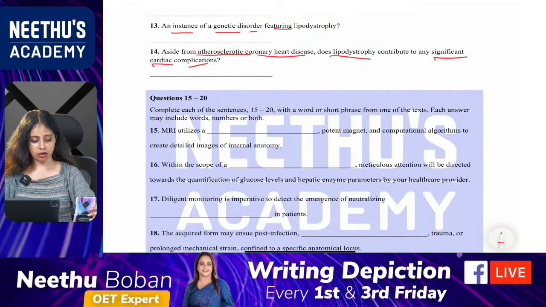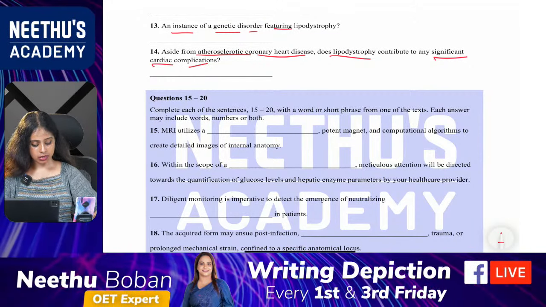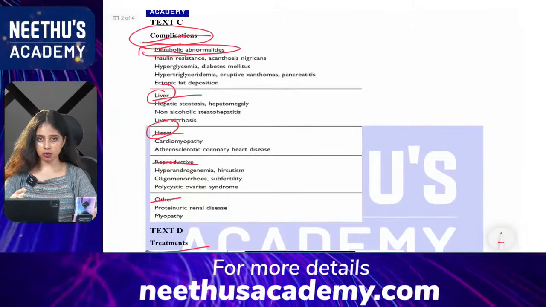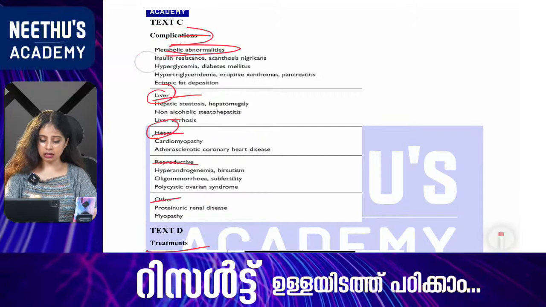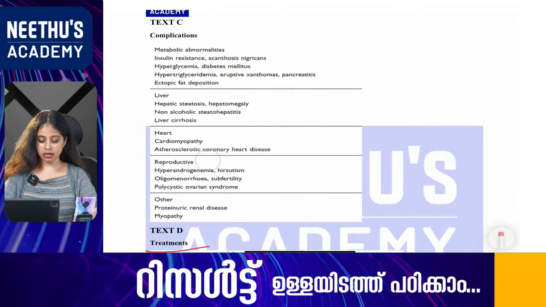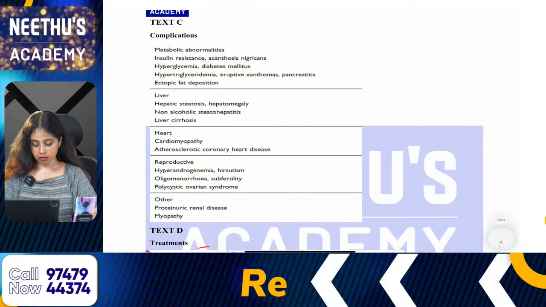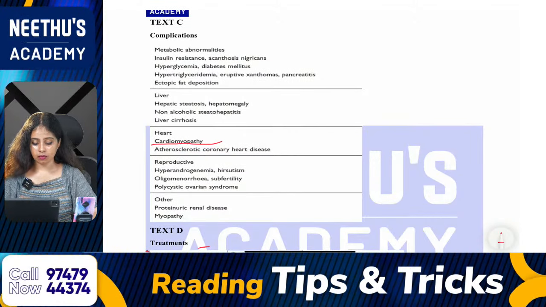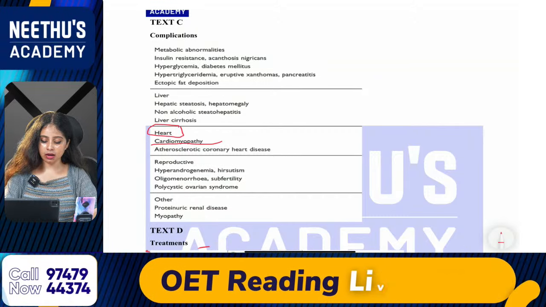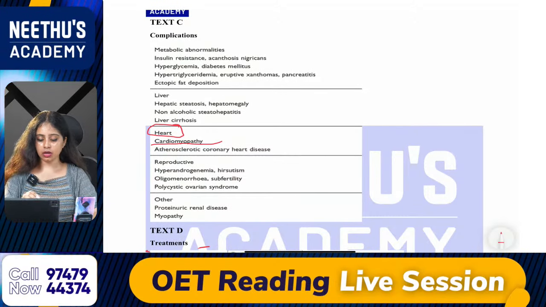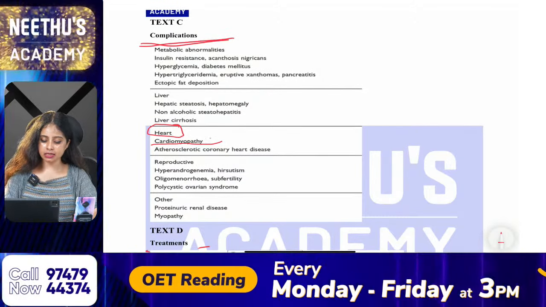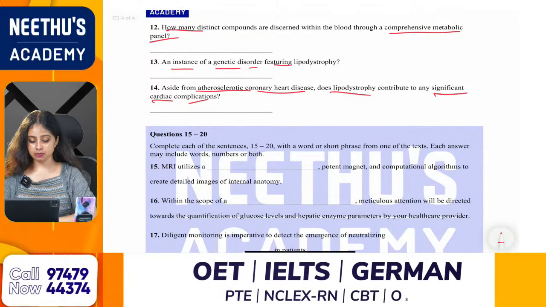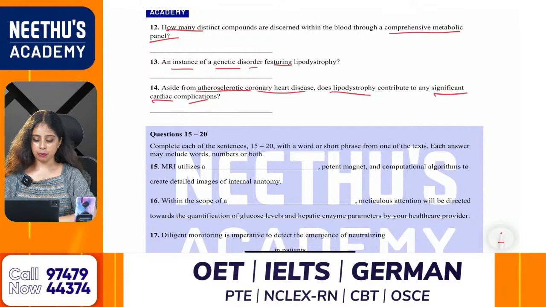Tell me. Any idea regarding the question? That is mentioned in complications. The complications mentioned in text C. As you can see here, what is the complication? That is cardiomyopathy, from the subtitle hearts. Complications from text C, answer is cardiomyopathy, question number 14. So that is the answer.